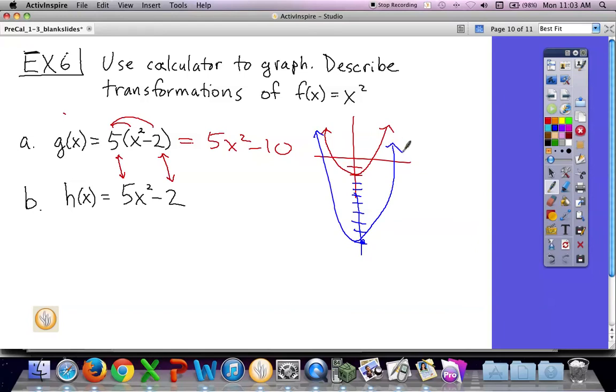So it's like you just have to do it in order, right? First do what's inside the parentheses, kind of like an order of operations thing, and then apply the 5. That's why that graph looks like this. This one is down 2 and then times a factor of 5. And that'll make it go.